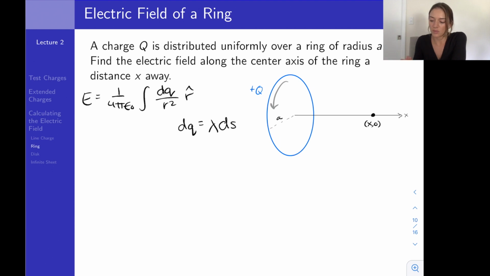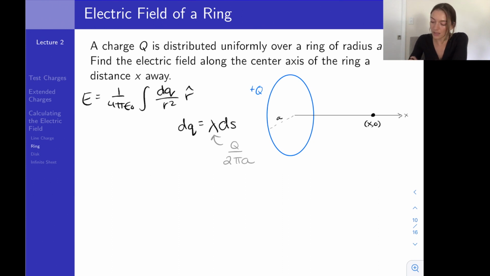You can call it anything you want. If you want to call it dv or dl, dr, whatever you want is fine. So we're integrating around there. So what is lambda? Lambda is the total charge divided by the total length. The total charge we know is q. And the total length we're integrating over, we're integrating over an entire circle, so that's just the circumference of a circle. So the length is going to be 2 pi a, which is just the circumference of the circle.